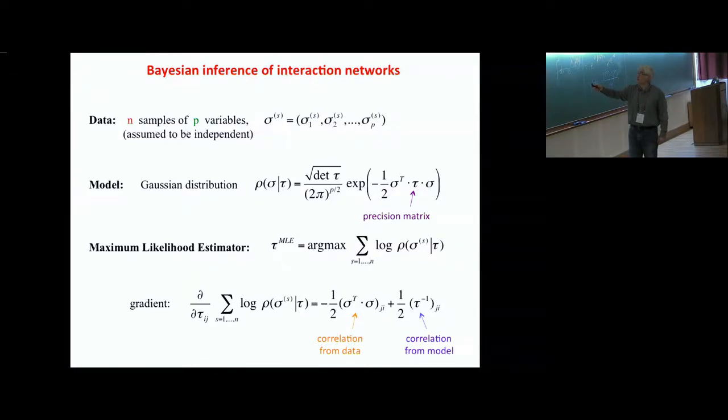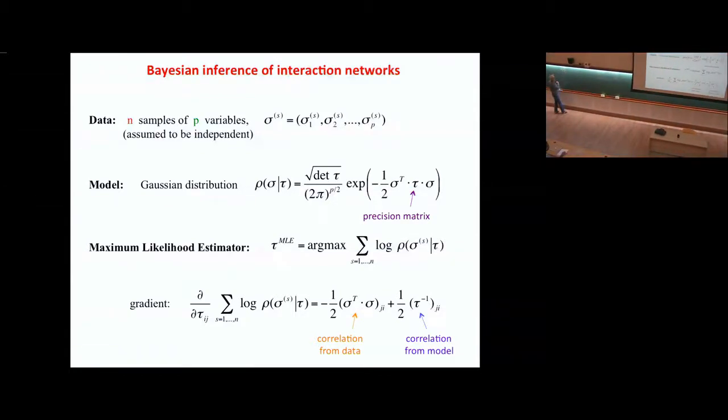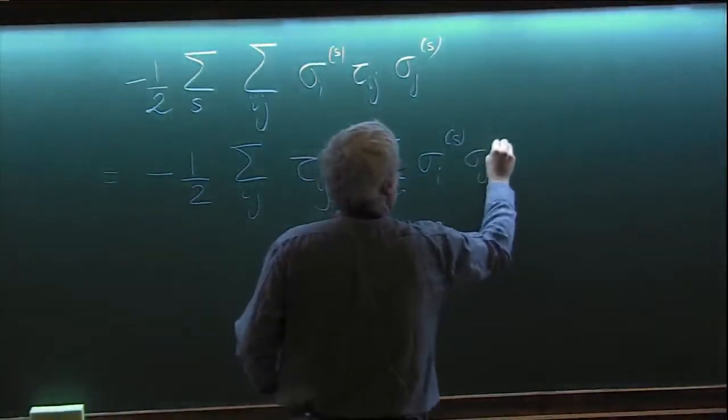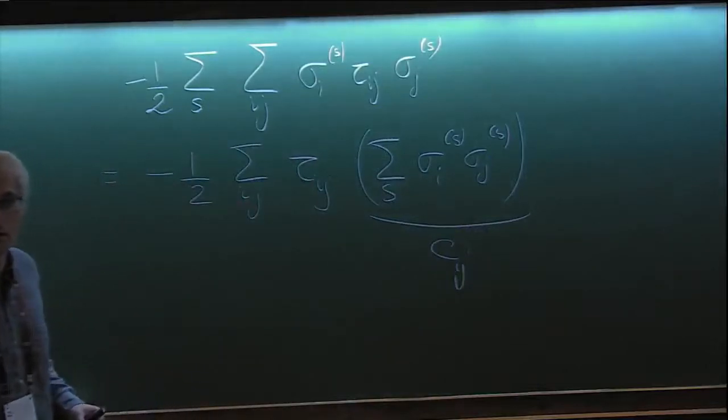Is it clear? It's a very simple calculation. You just take the log of this, sum over s. Maybe it's going a little bit too fast. So I have minus 1/2, sum over s, which is the sample. Then let me put all the indices so that everything is clear. You have a sum over i and j, you have sigma i s, tau ij, sigma j of s. You agree? That's one term in the log likelihood. I can permute the sums, and then I have tau ij, and here a sum over s of sigma i s sigma j s. And this thing is a correlation matrix C ij between variables i and j in the data.